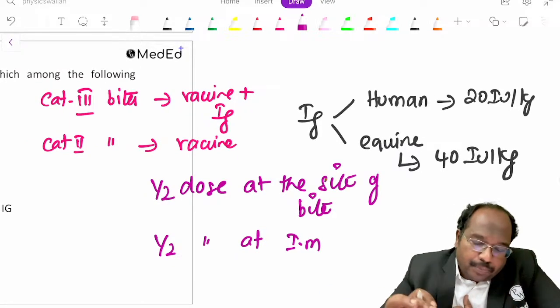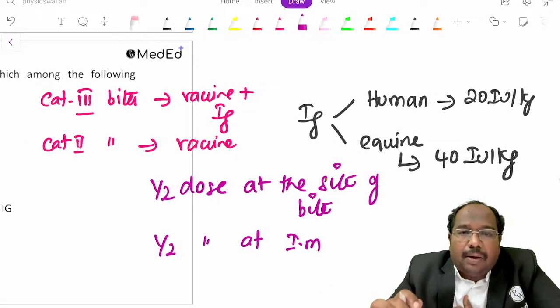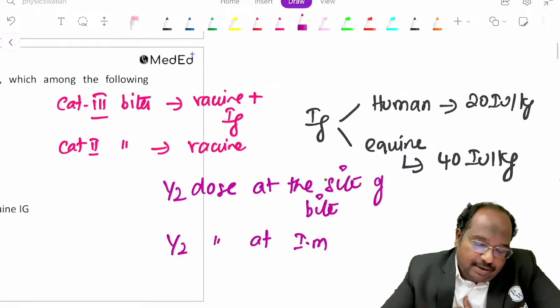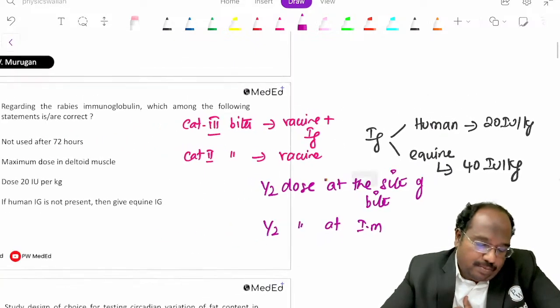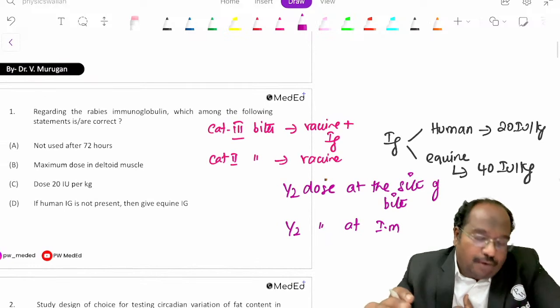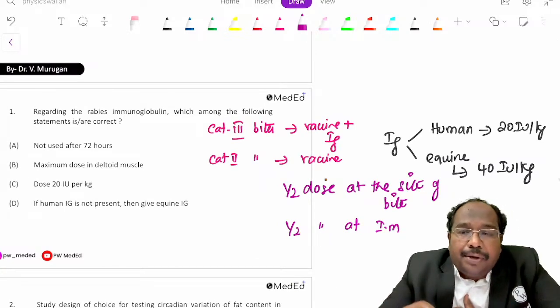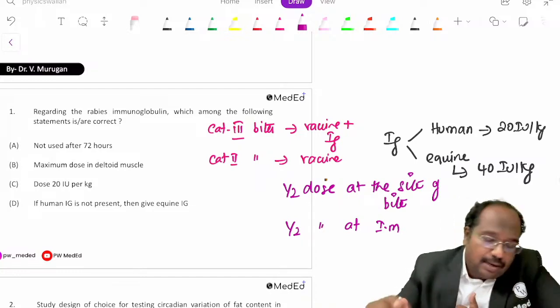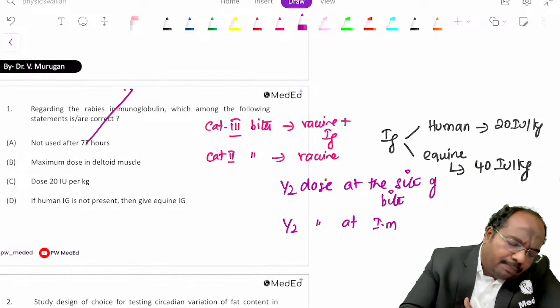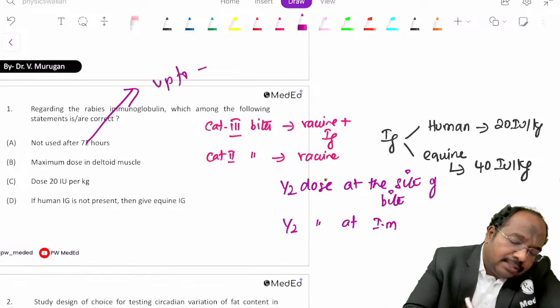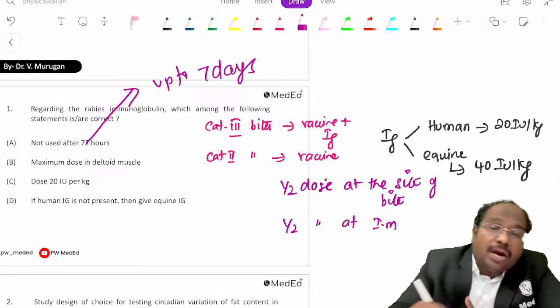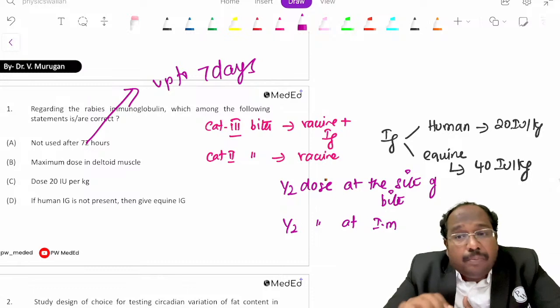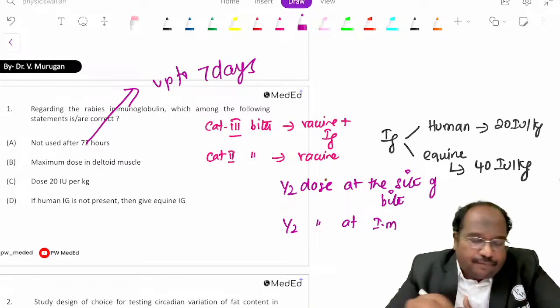Now look at the question and tell me what is the answer. We'll go one by one. The first statement says it is not used after 72 hours. Ideally it should be given as early as possible, but it can be given up to 7 days, not more than 7 days. So the first statement is wrong.